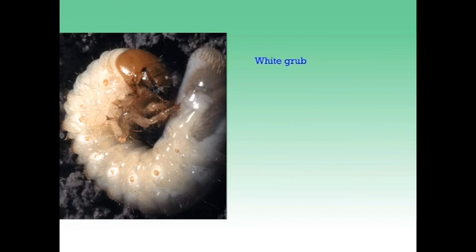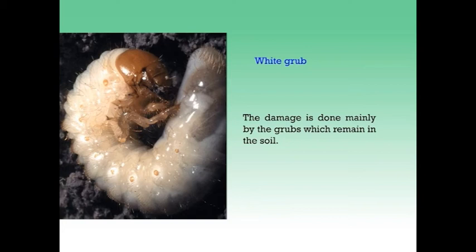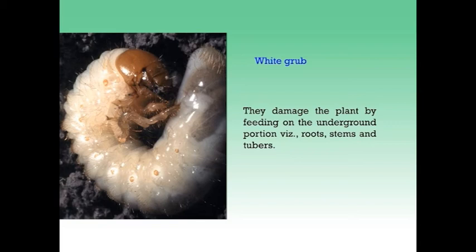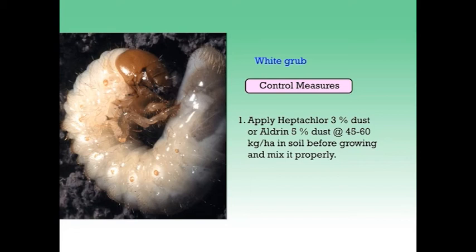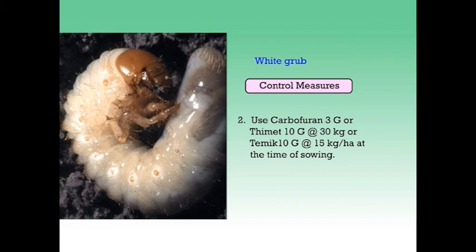The next insect is white grub. The damage is done mainly by the grubs which remain in the soil. They damage the plant by feeding on the underground portion, namely roots, stems and tubers. Let's see the control measures for this insect. Heptachlor 3% dust may be applied, or Aldrin 5% dust at the rate of 45 to 60 kg in the soil before sowing and mixing properly with the soil. Use of Carbofuran 3G or Timet 10G at the rate of 30 kg or Temic 10G at the rate of 15 kg per hectare at the time of sowing is recommended.